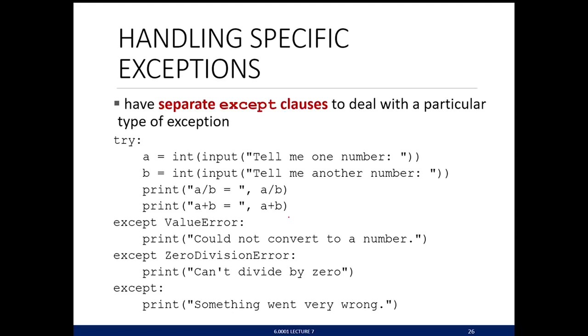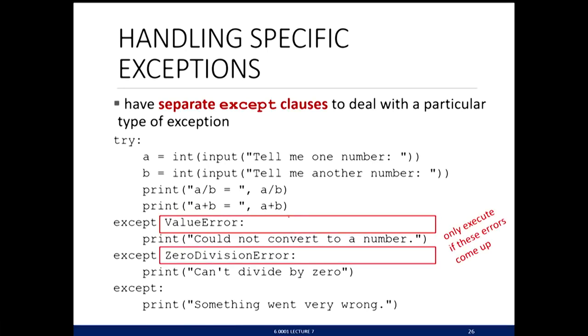If the user inputs a number for b such that we're doing a divided by b, so that would give a zero division error. In that case, we're going to catch this other error here, this zero division error, and we're going to print this other message, can't divide by 0.